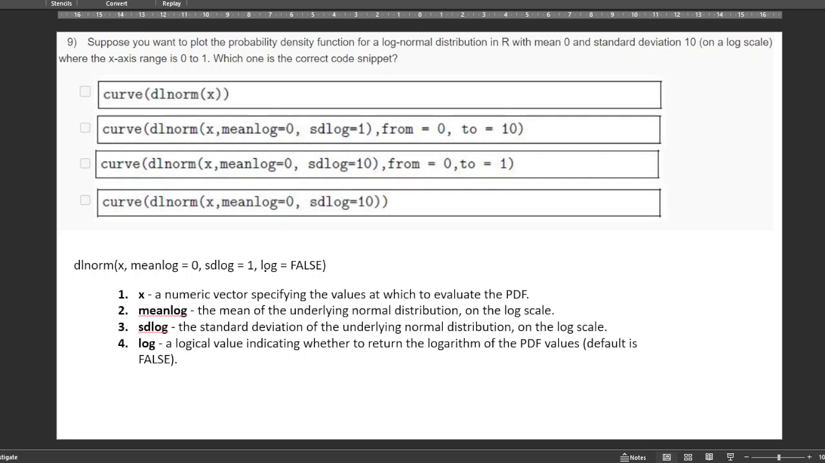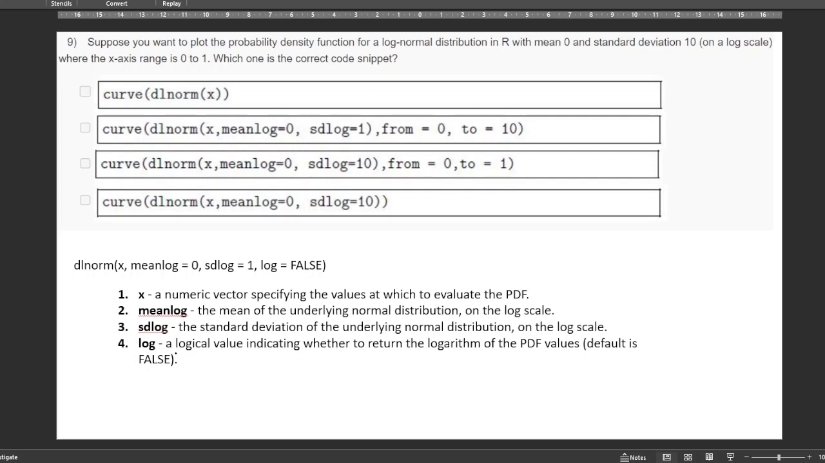So dlnorm gets the log normal distribution. X is a numerical vector specifying the values at which to evaluate the PDF, which means for what value of x we have to find the PDF. Then meanlog is the mean of the underlying normal distribution on the log scale, and sdlog is the standard deviation on the log scale, because these are all the input parameters for this function, right?